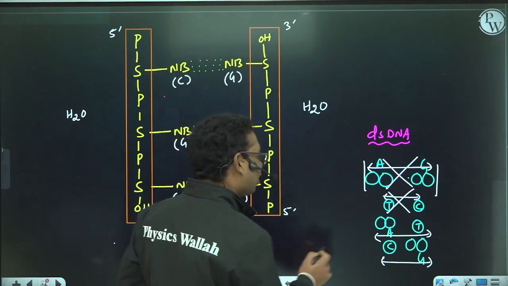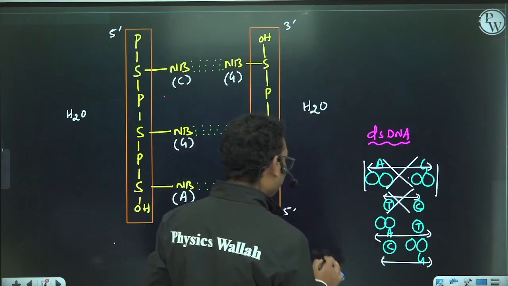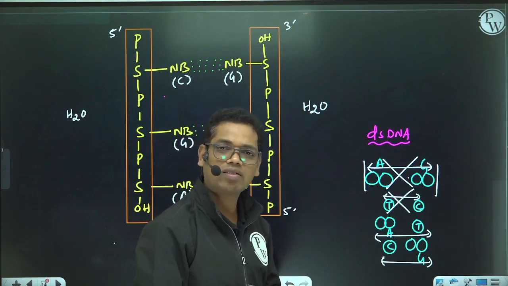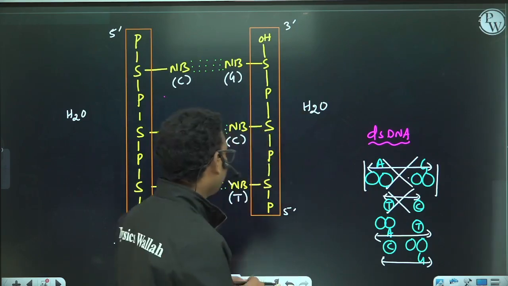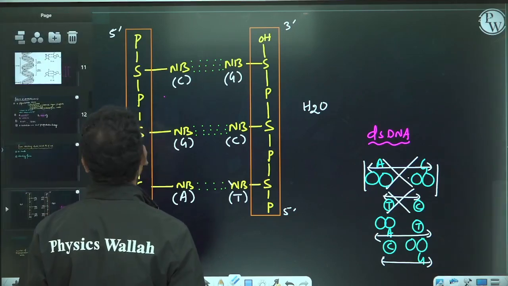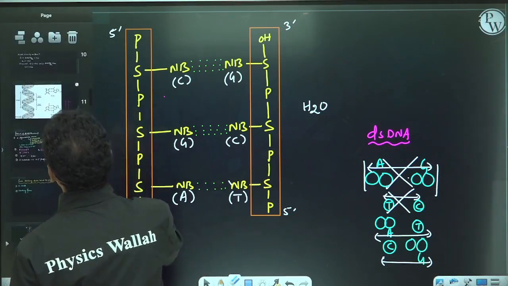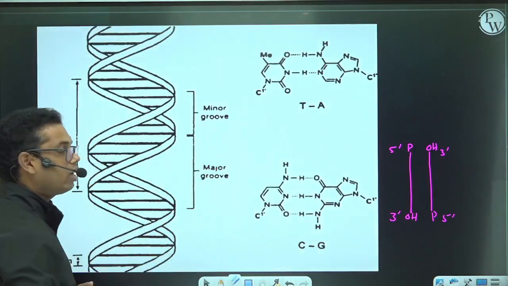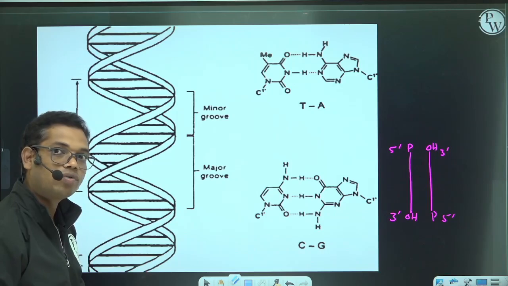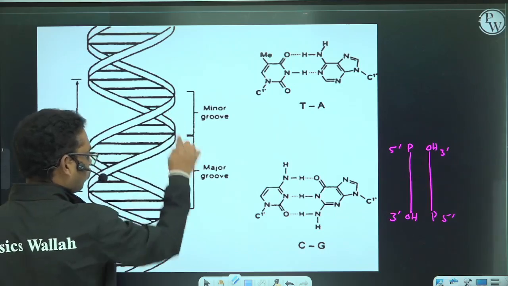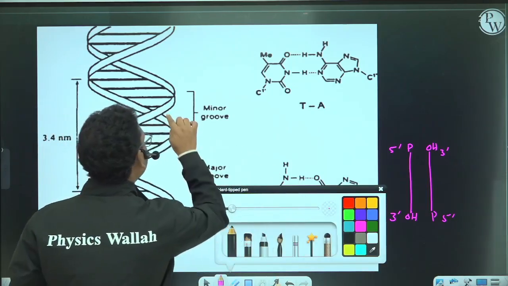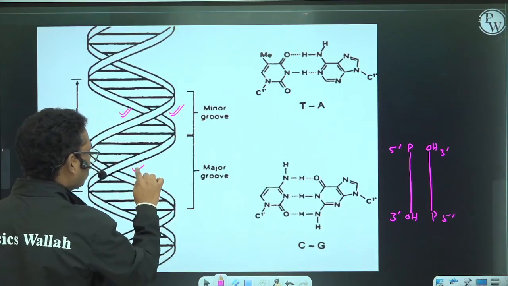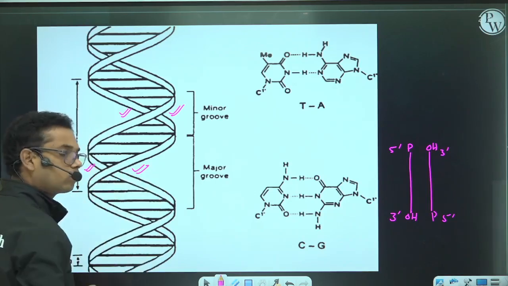Okay, and the DNA which is present in a cell is right-handedly coiled. When I talk about this DNA, when the strands are coiled with each other, it will form some grooves, and the grooves are of two types. One is the minor groove, so this one is called the minor groove, and this one is called the major groove. Okay, so this one is the major groove and this one is the minor groove.